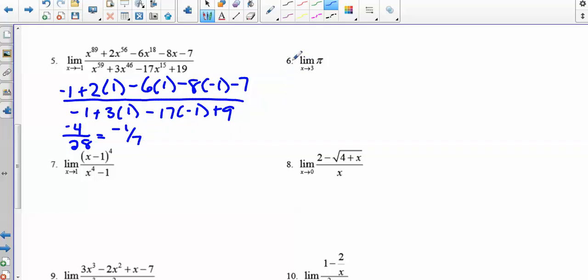Number 6 is a constant function, y equals pi. So y equals pi always. It doesn't matter what number x is approaching, the y is always going to be pi.